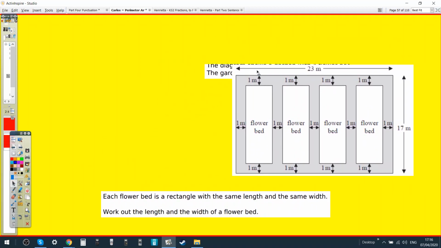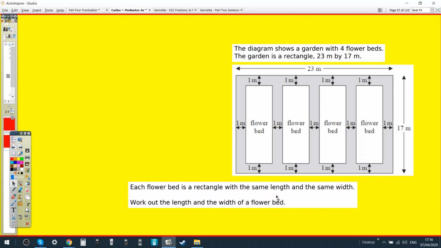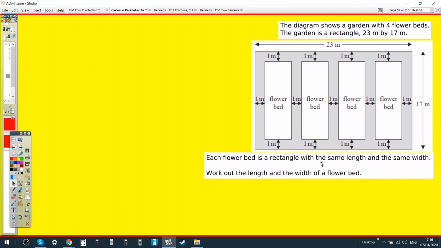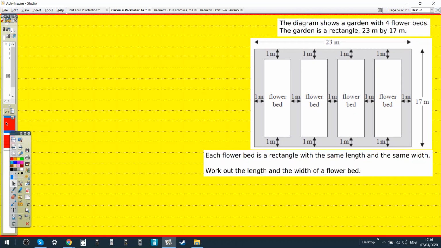Oh, what is this? See, these are the 3-mark questions. These are the tricky ones. I don't want to always just do easy ones. We have to do tricky ones. Okay. So this is 23 by 17.